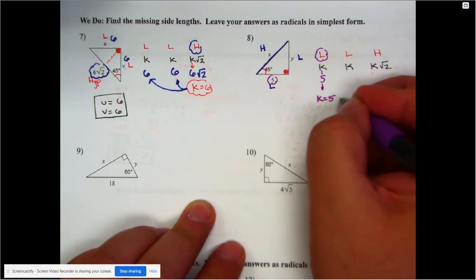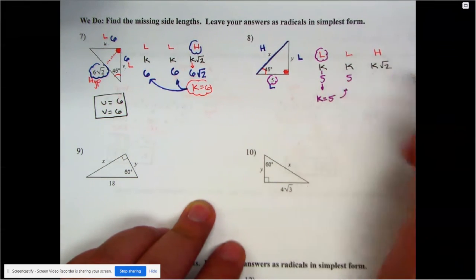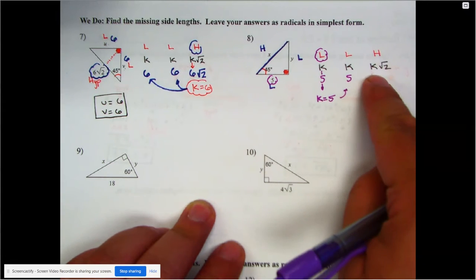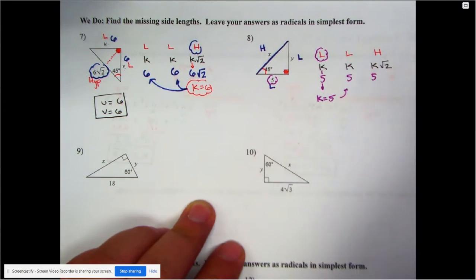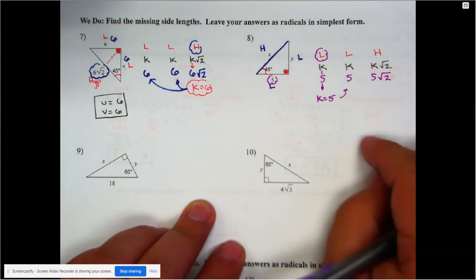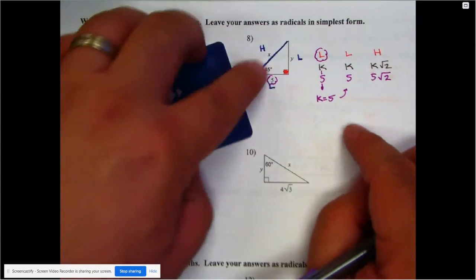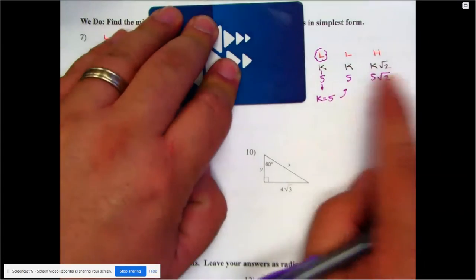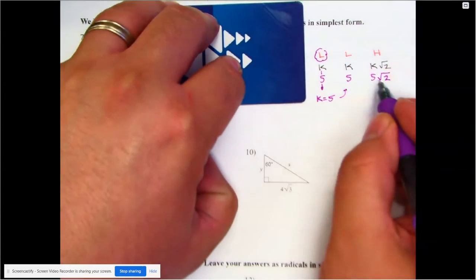So anywhere I see a K, I'm going to put a 5. I see a K right there, then I'm going to bring a 5 into it. I see a K right here, then I'm going to put a 5. But remember, the hypotenuse is special because it's multiplied with the square root of 2. Again, you see, I didn't look at my picture. I don't care about X and Y. Don't bring the X and Y in here. This should be all numbers only.